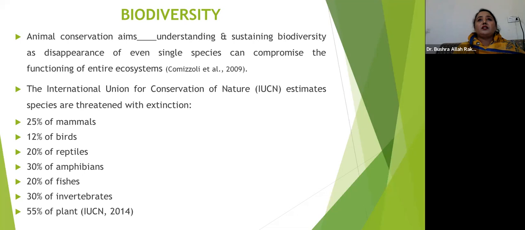So all of these factors, not only climatic changes, but habitat fragmentation, diseases, inbreeding, and many other factors, are affecting biodiversity. So our animal conservation aim is to understand and sustain biodiversity, as even a single species can compromise the functioning of the entire ecosystem.